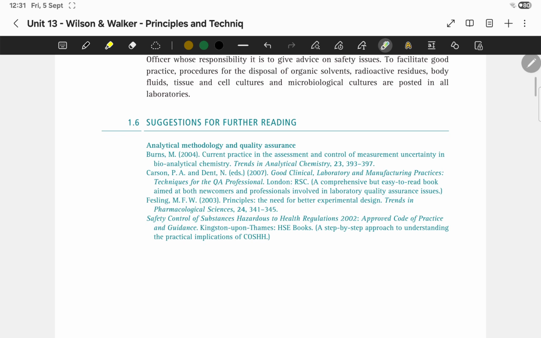1.6 Suggestions for further reading: analytical methodology and quality assurance. Blah blah blah. Read it for yourself.